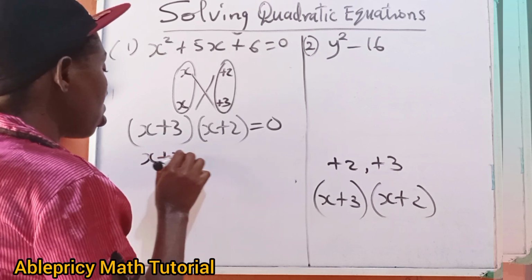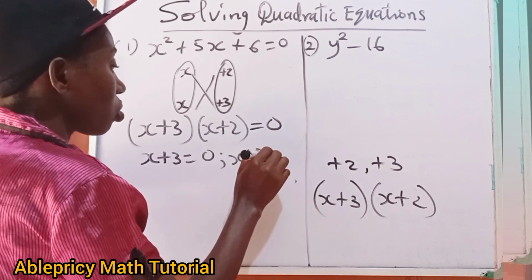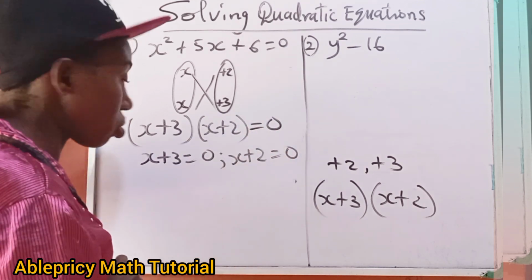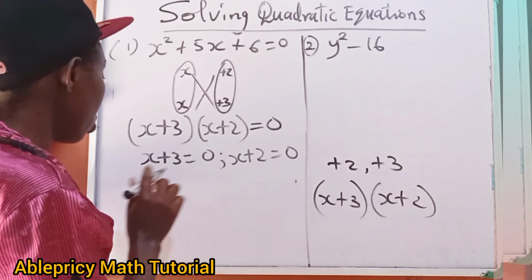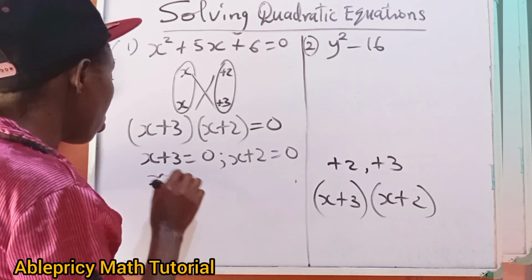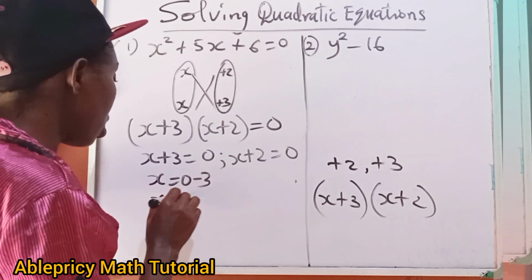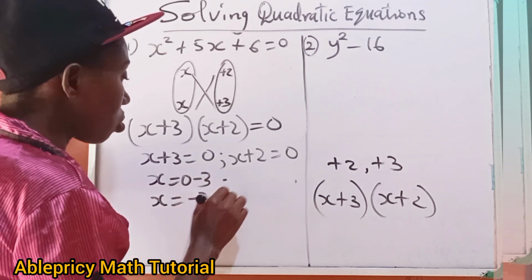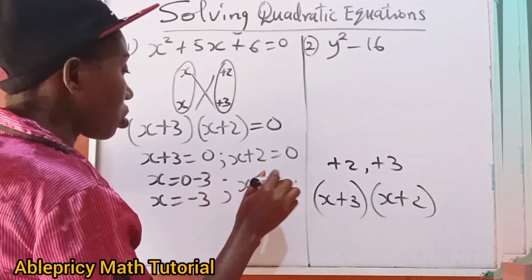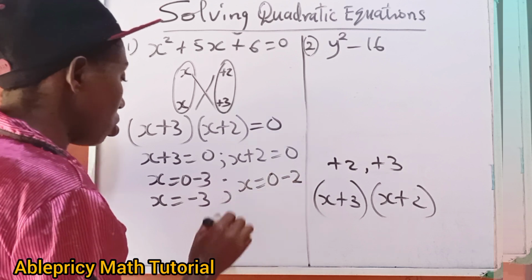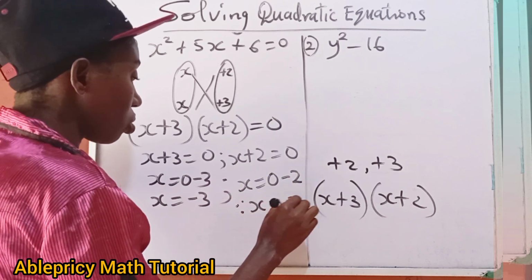Now we continue solving. We take one of the terms here and equate to 0. x plus 3 equals 0. Also x plus 2 equals 0. So we equate both terms to 0. Now x plus 3 is 0, then x equals 0, and this plus will cross the sign of equality and become minus. Therefore x here is minus 3. Also here, x equals 0, this will cross the sign of equality and become minus 2. Therefore x here is minus 2.